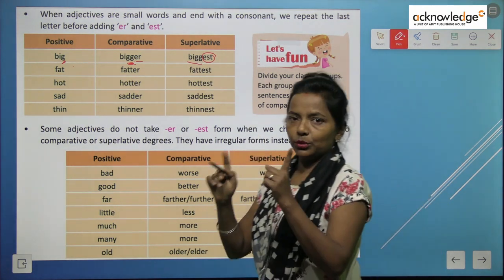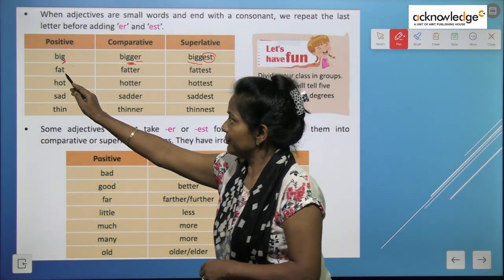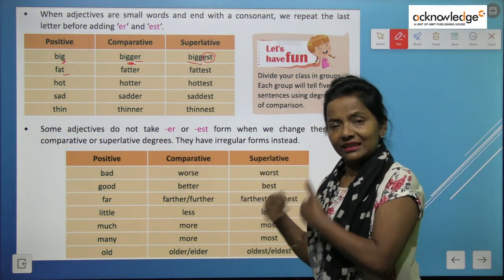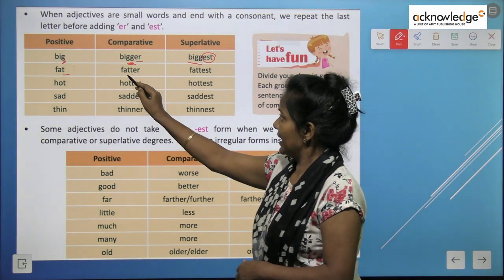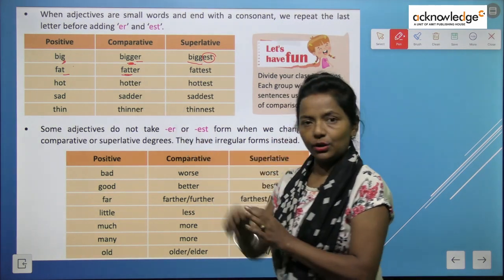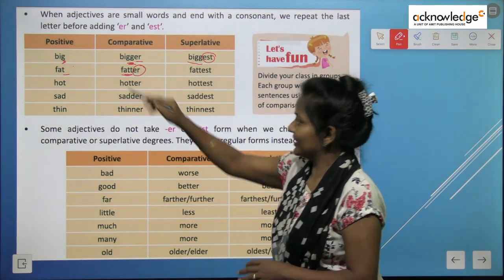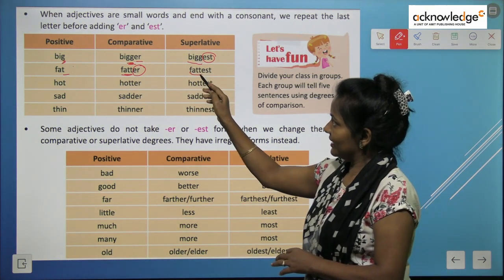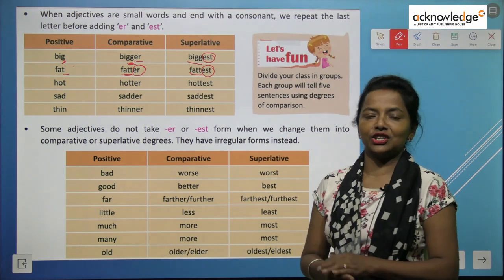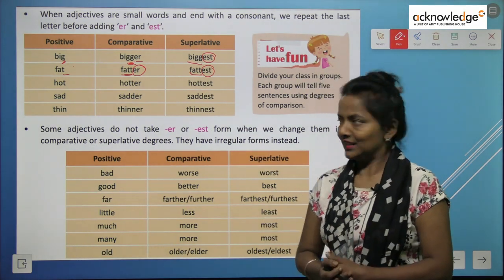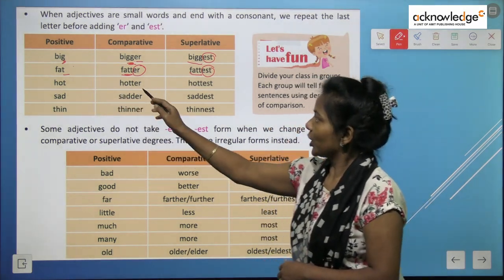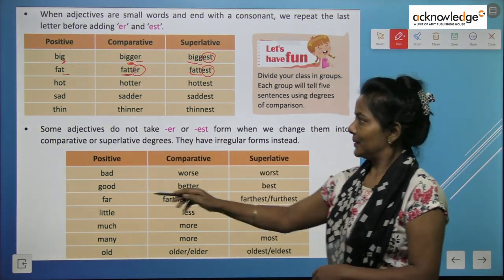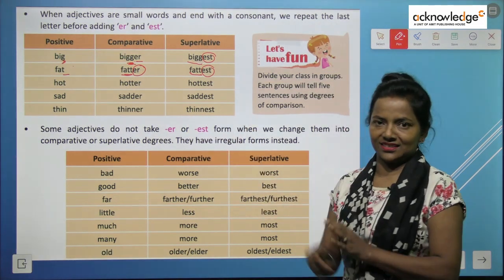फाइन. One more I'll tell you. Fat, fat. T is a consonant here. Now we repeat the last letter again. Fatt. देखिए यहाँ पे fatt हो गया और हमने er add कर दिया. Fatter. Fatt वैसा ही रहा, इसमें हमने est add कर दिया. Superlative बन गया fattest. Hot, hotter, hottest. Sad, sadder, saddest. Thin, thinner, thinnest.